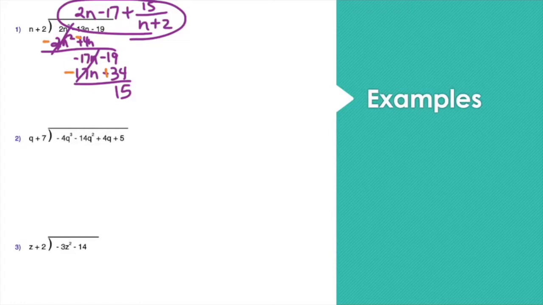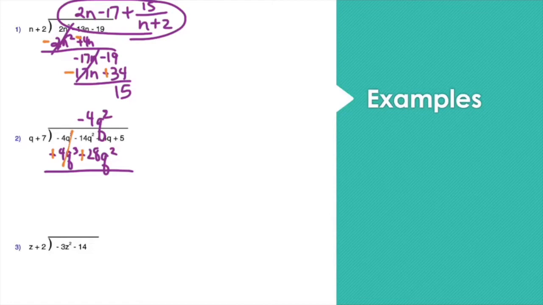Let's do number 2. We're going to check to see if we need to put any zero place values. I have a 3, 2, 1, then none. So we don't need to put any spacers in there. Q times what gives me negative 4q cubed? That will be negative 4q squared. Multiplying that out, I'll get negative 4q cubed minus 28q squared. Change the sign. These will cancel.